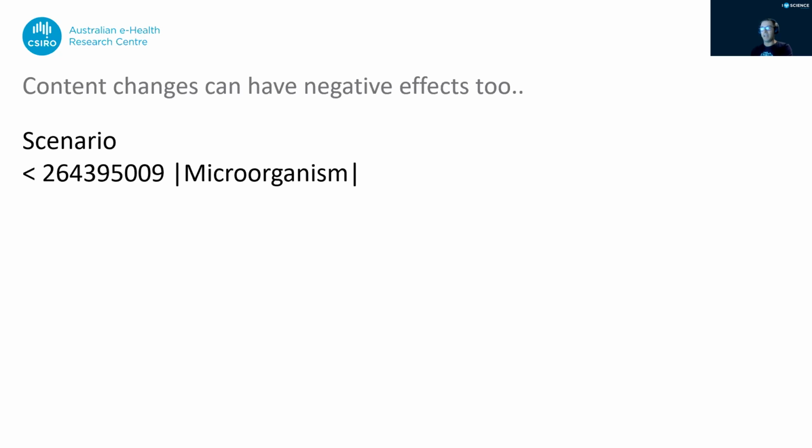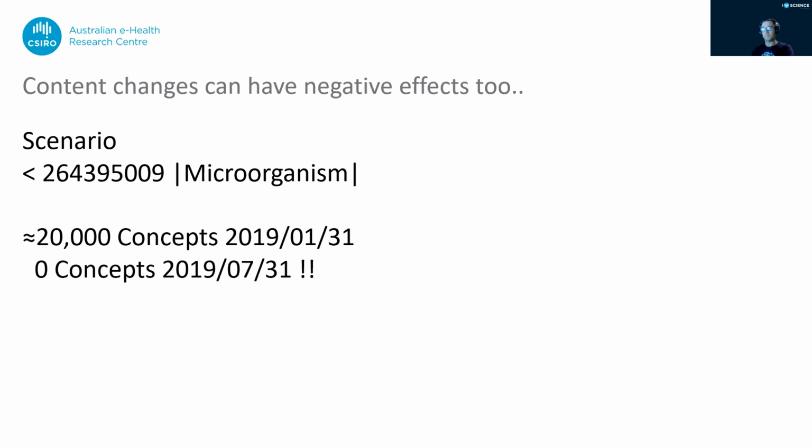Content changes can have negative effects too. This is a really simple example, but it was a real wake-up call when we had our intensional reference sets published in SNOMED CT-AU. This was the definition for our microorganism reference set. So in 2019, we had about 20,000 concepts in that reference set. And then overnight, we did an update to the latest international release, and we had 0 concepts in that reference set.